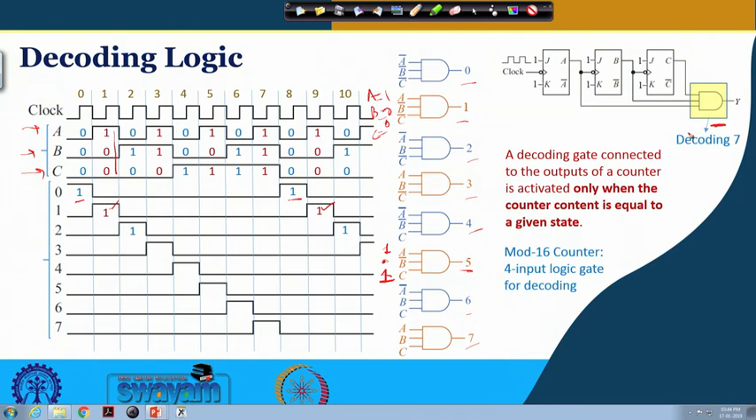Now, instead of say mod 8, if we had a mod 16 counter, to have a count of say 15 or 14 depending on the requirement, we would have required a 4 input logic gate. So, depending on the count value, with mod 16 or mod 32, whether it will be 4 input or 5 input, accordingly the number of inputs for the decoding circuit will increase.